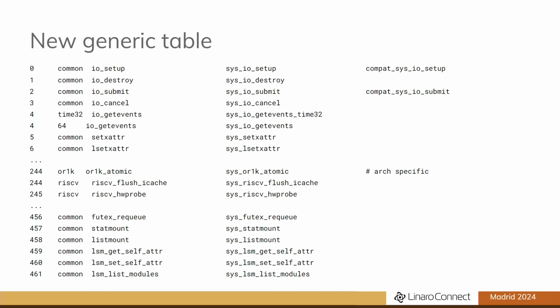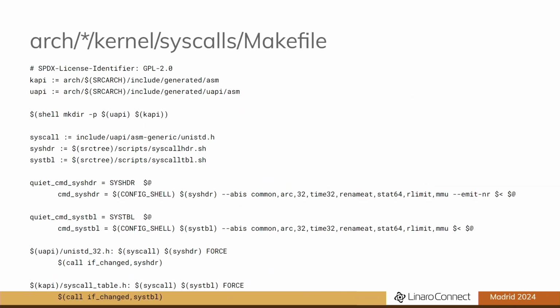So you see number 4 is either the IO get time events time 32, or it's the IO get time events, depending on whether you're on a 32-bit or 64-bit architecture. And there are more corner cases like this. And then that required a makefile. So every one of those 13 architectures that have the modern format has a copy of this makefile. And they all have some minor quirks in there, so they are not all identical.